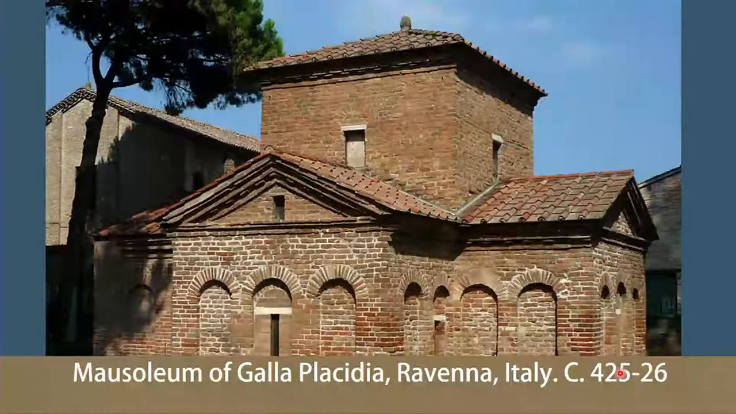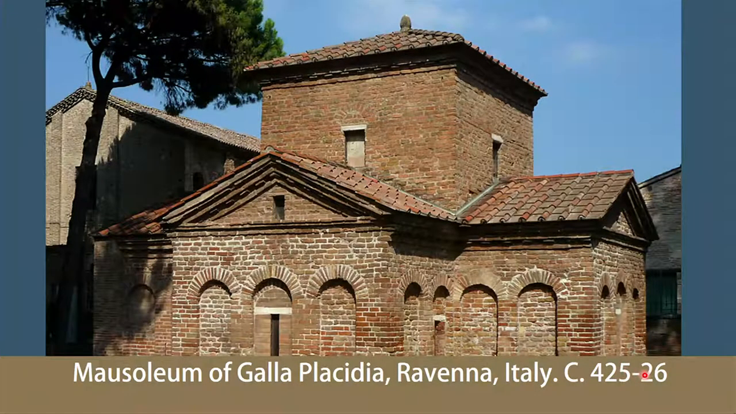But this was an imperial commission, right? This was made for the daughter and son of Theodosius. Remember, Theodosius is the emperor back in Constantinople. He sends his son Honorius to Italy, and eventually Honorius' sister Galla Placidia, she'll join him in Ravenna. And this was most likely commissioned by her. We call it the Mausoleum of Galla Placidia, but it never functioned as a mausoleum. Most likely it was an oratory, a prayer chapel.